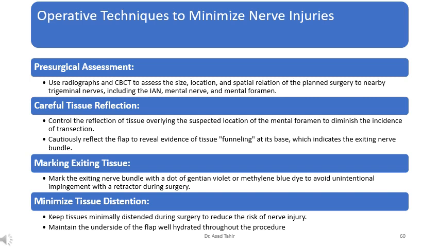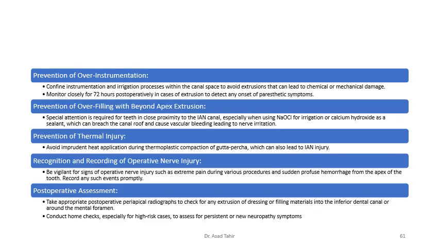Minimize tissue distension. Keep tissues minimally distended during surgery to reduce the risk of nerve injury. Maintain the underside of the flap well hydrated throughout the procedure. Prevention of overinstrumentation. Confine instrumentation and irrigation processes within the canal space to prevent chemical or mechanical damage from extrusions.